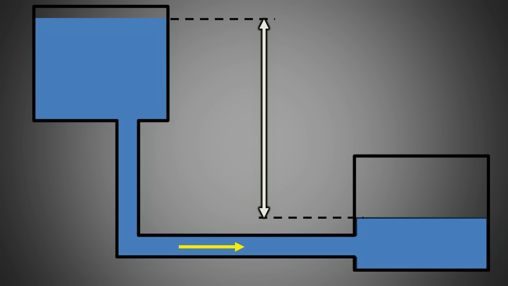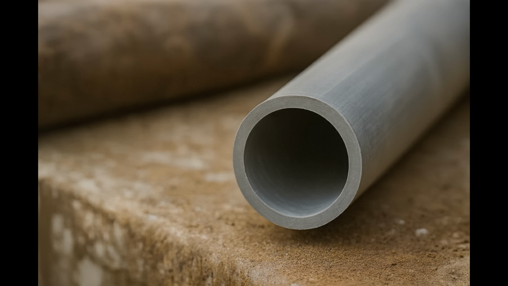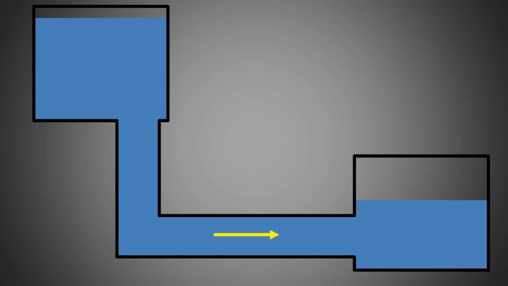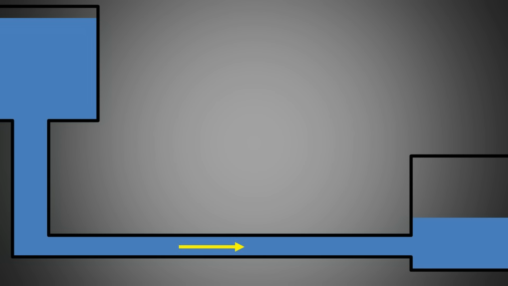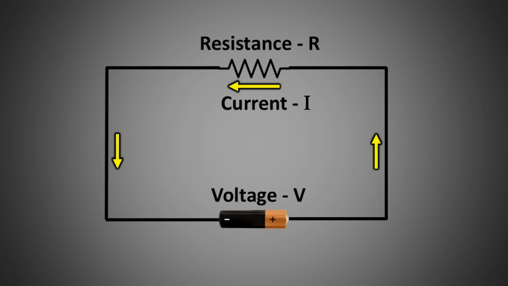The flow of water depends not only on the pressure difference, but also on the resistance of the pipe. If the pipe is rusty inside, the flow of water will face resistance. If it is smooth, water will flow more easily. A thicker pipe allows more water to flow, while a longer pipe reduces the flow. So, the length, width, and smoothness of the pipe all affect how easily water can flow through it. Similarly, in a conductor, voltage causes electrons to move, but how much current flows depends on the conductor's electrical resistance.